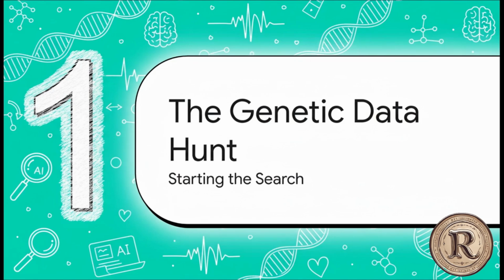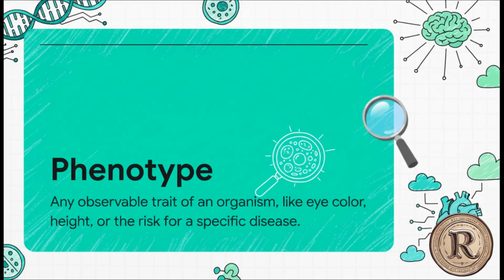To start this genetic data hunt, we have to begin with the basics. First things first, we need to know what exactly we're even looking for. So, in the world of genetics, the thing we're trying to understand is called a phenotype. It's really just any trait you can see or measure. It could be super obvious, like your eye color or your height, or it can be way more complex, like your specific risk for a disease.